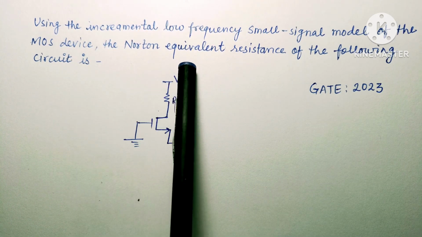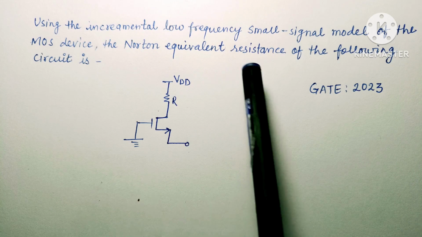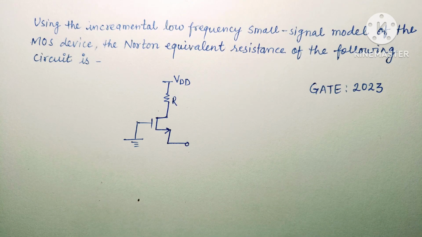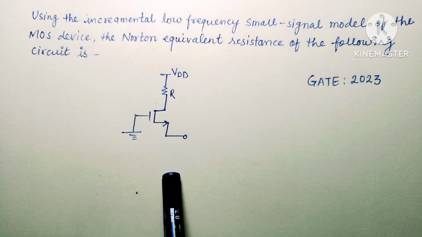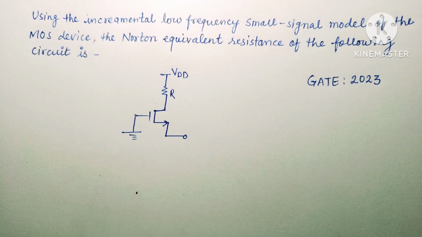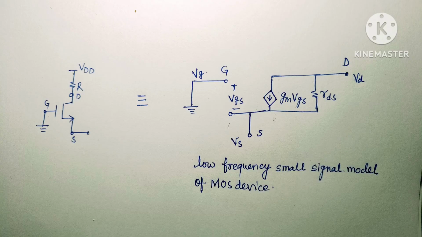In this question, Norton equivalent circuit resistance has been asked, but we will solve this question to find out Thevenin's equivalent resistance. And as we know that Thevenin's equivalent resistance and Norton equivalent resistance both are same by calculation, and the value of these two resistances are same. So let us see how we can solve this question.